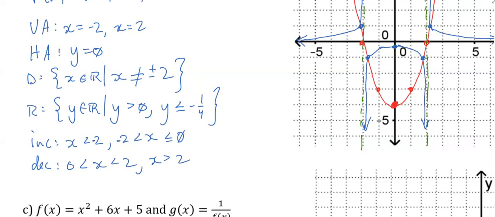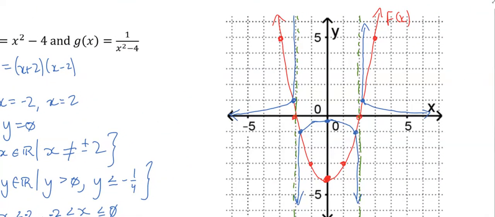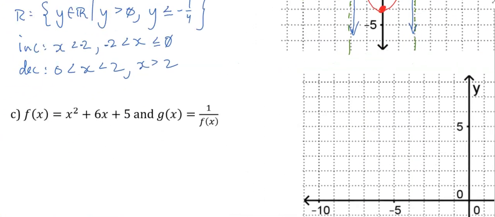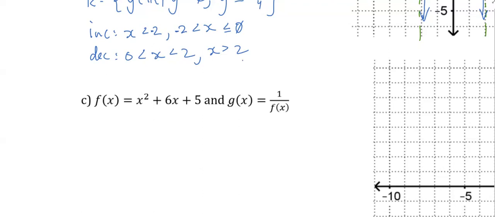And where is it positive? It's just where it's above the x-axis, so it's positive here at less than -2 and greater than 2, and it's negative between -2 and 2. So I'll write that out. So it's positive when x is less than -2 and x is greater than 2, and it's negative from -2 less than x less than 2.